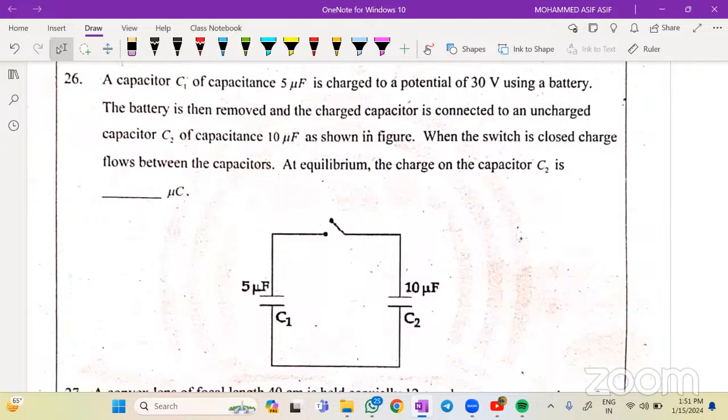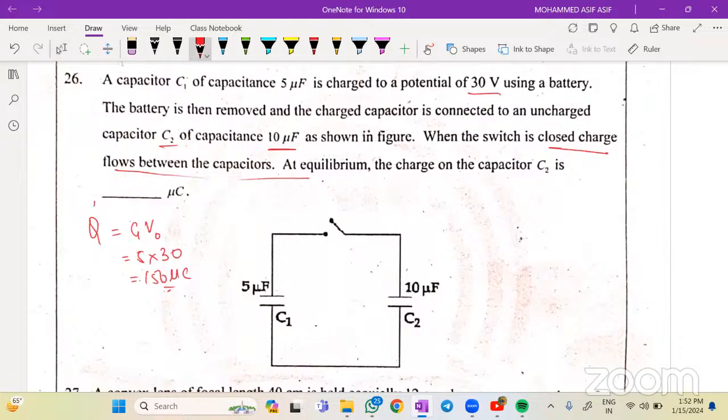A capacitor C1 of capacitance 5 microfarad is charged to a potential of 30 volt using a battery. The battery is then removed and the charged capacitor is connected to an uncharged capacitor C2 of capacitance 10 microfarad. When the switch is closed, charge flows between the capacitors to equilibrium. The charge on the capacitor will be equal to how much? Now before closing the switch, beta, charge will be equal to C1 into V0. C1 is 5 into potential is 30. That will be equal to 150 microcoulomb. This is before closing the switch.